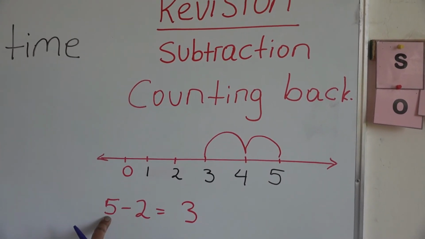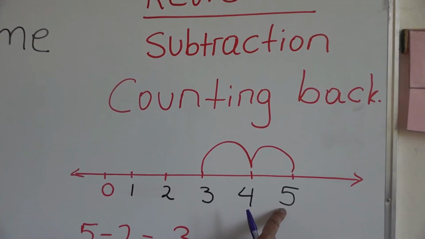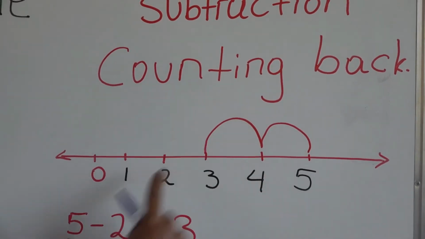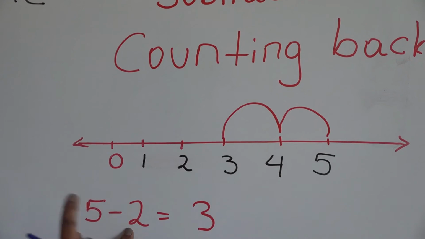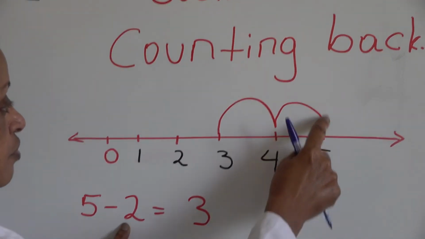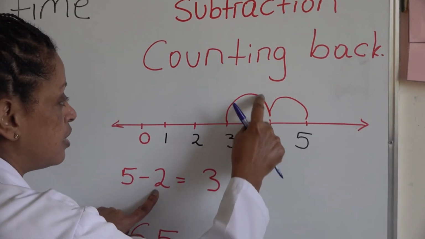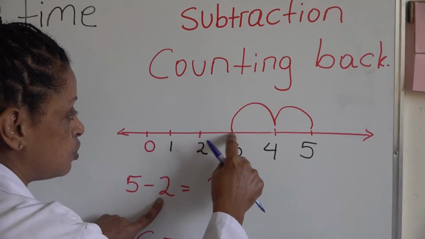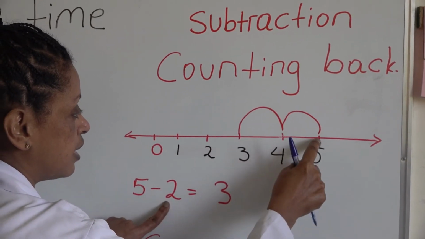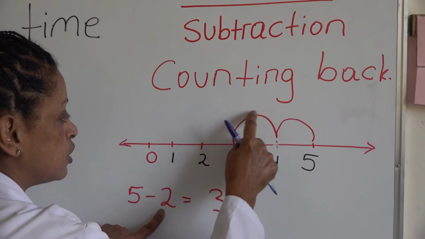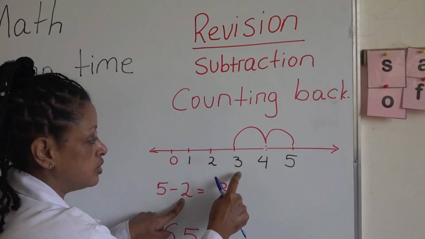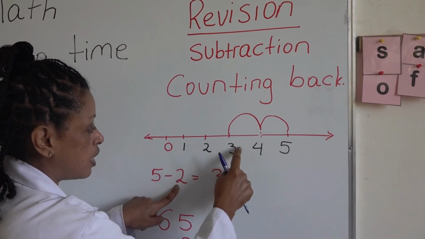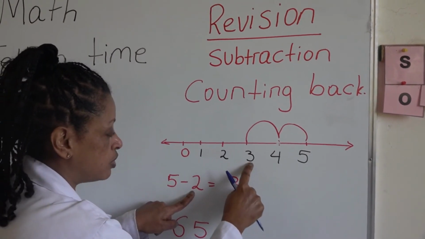Let me show you how we're going to count it back. We start from the big number, 5. And then we're counting back 2 times. We start from 5. 1 here. Another one here. It's 2. Remember? Let's do it again. 1, 2 times. So when we're counting back 2 times, we end on number 3.